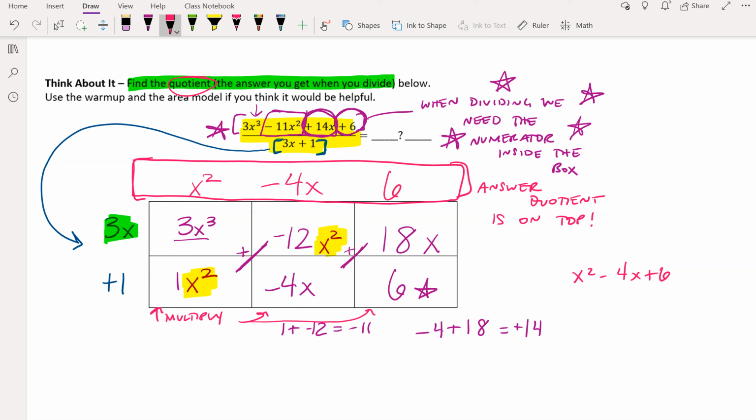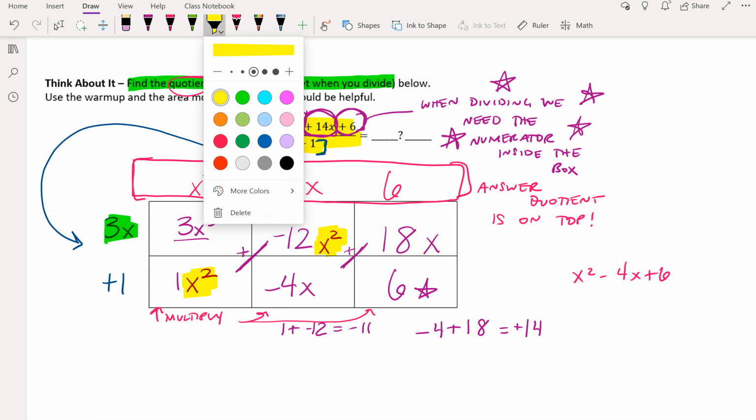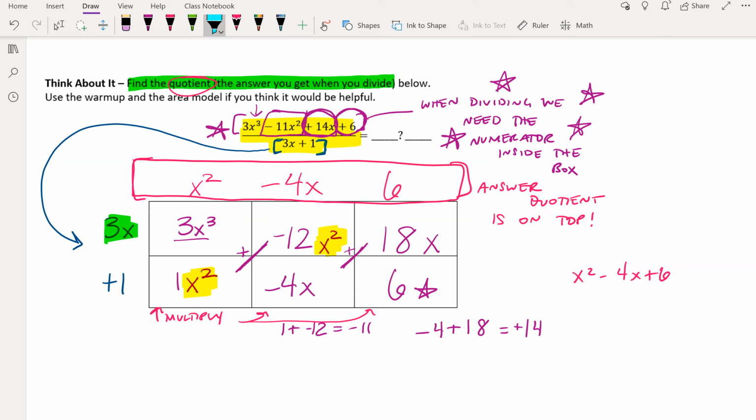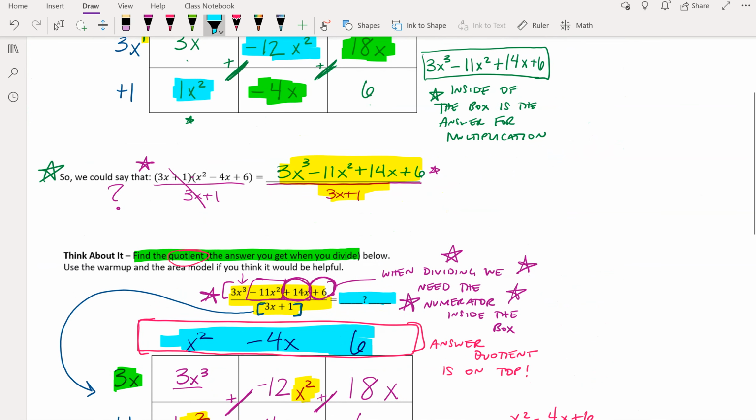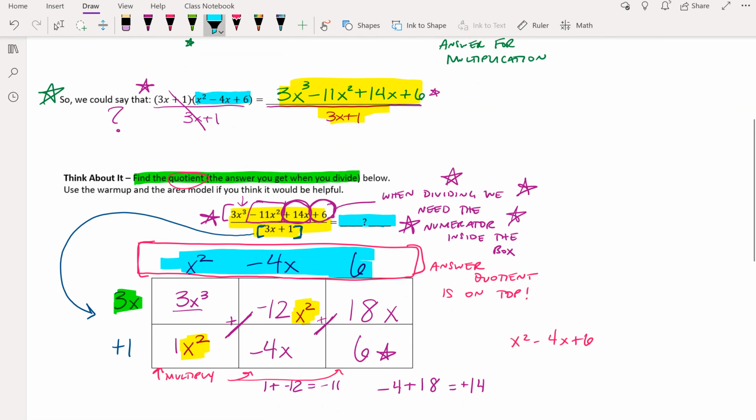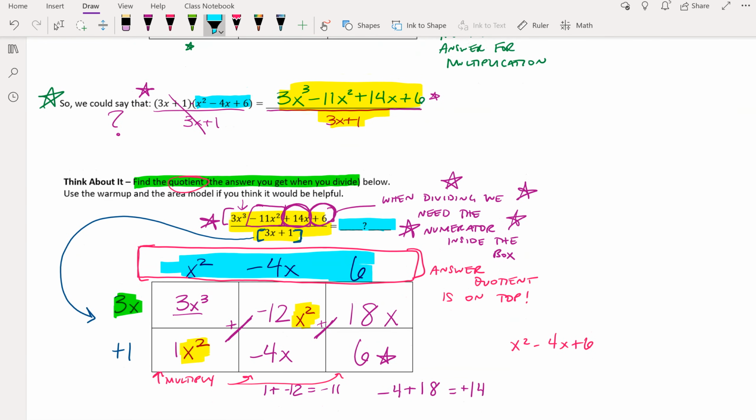Just to be clear, y'all, the answer to this problem, I'm going to highlight it in blue. This is the answer to the division problem that we just did, and that would go right here. You might notice that that answer is right here, and that's because when we move around these terms, we basically get a division problem. We made the warm-up look like a division problem by dividing both sides by 3x plus 1.